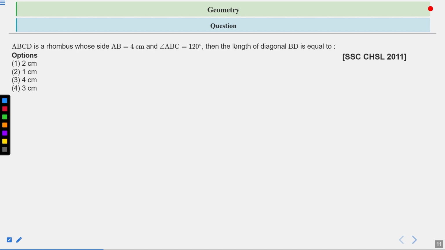ABCD is a rhombus whose side AB equals 4 cm and angle ABC equals 120 degrees. Then the length of the diagonal BD equals, and this question was asked in the SSC CHSL exam in 2011. There are four options. First one is 2 cm, second is 1 cm, third one is 4 cm, and fourth one is 3 cm. Now you have 10 seconds to analyze the question. Your time starts now.